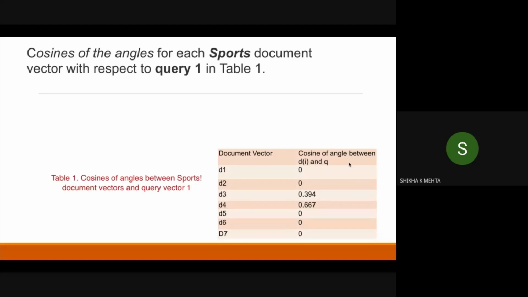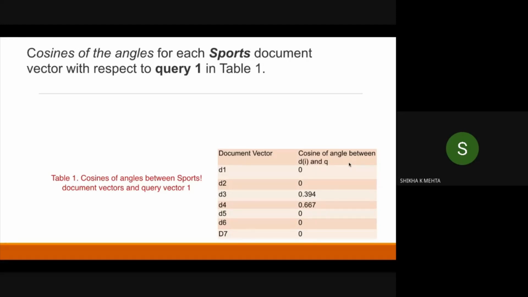So computing this, we are able to find out which of these 7 documents is closer to the query document as compared to the others. Let us say I have already computed the angle between all the documents with respect to query 1 that we had. On the basis of this information, we say document 4 is more closely related to the query document as compared to all the other documents.